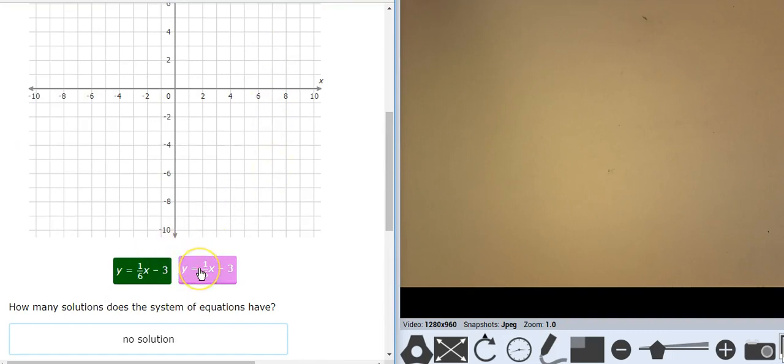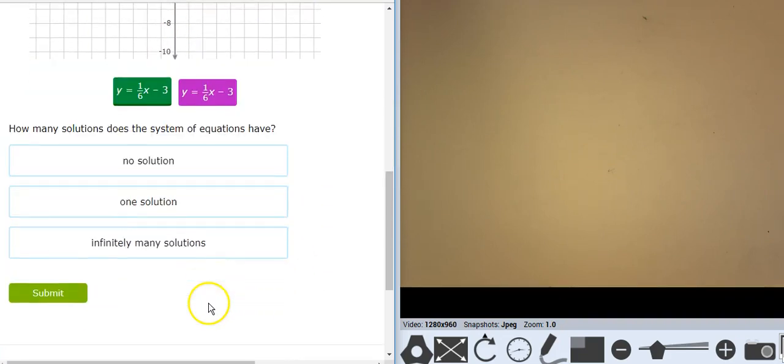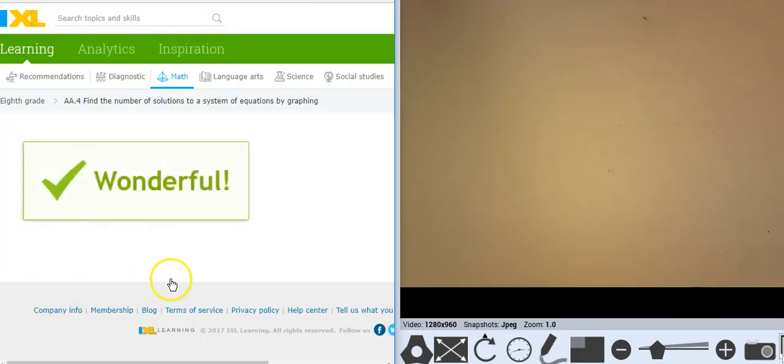Notice this is the exact same line twice, so I know it's infinite solutions, but I still have to graph it. So I'm going to start at negative 3 and go up 1 over 6, and then I start at negative 3 and I go up 1 over 6. Exact same line means infinite solutions.